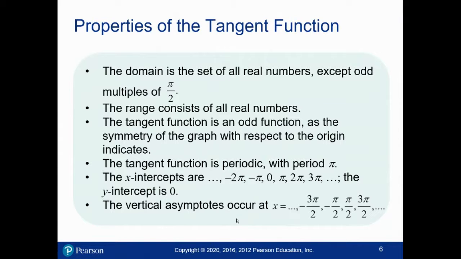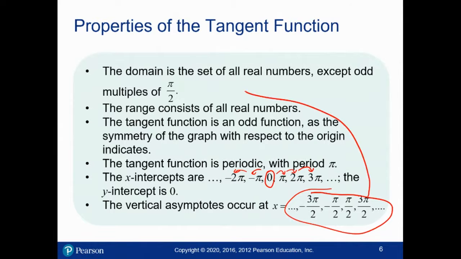We already knew that. There's a single x-intercept in that normal standard 1 period right at the origin at 0. But because it has period pi, if it has an intercept at 0, it also has it at pi and 2 pi and 3 pi and negative 2 pi and so forth. And we have already spotted these vertical asymptotes at odd multiples of pi over 2. It's exactly where you're not in the domain and you have these vertical asymptotes.